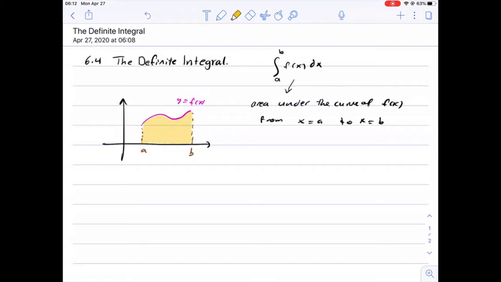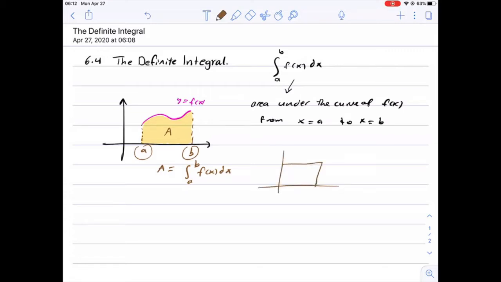This area can be represented as the integral. Area is the integral from a to b of the function f of x dx. This will give you the area under this curve. Why is integration so important? Because in most cases we don't have regular shapes.